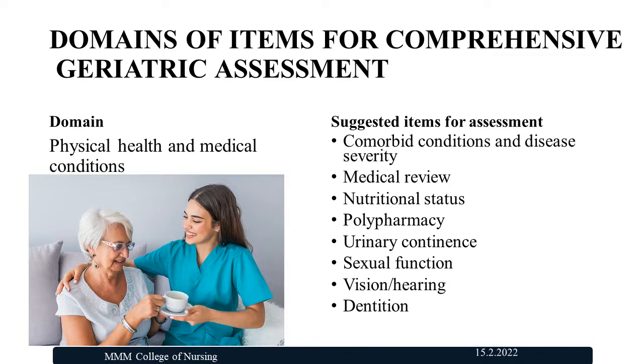Here we mention some of the domains of the items for comprehensive geriatric assessment of history collection. The domain physical health and medical condition, the suggested items to be asked: comorbid conditions and disease severity, medical review, nutritional status, how they take the food, and whether they are taking additional food for their health, polypharmacy to be asked, urinary incontinence symptoms, whether it is present and what is the level, sexual function, and visual and hearing problems, contraception, what type they are using, what is the method they are using.